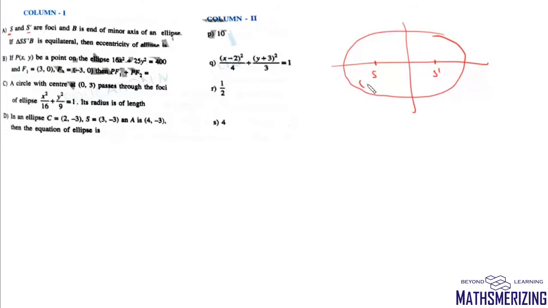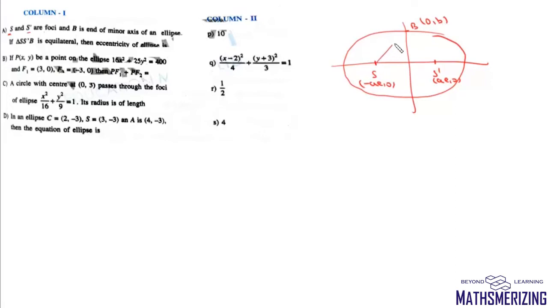Now here the question is, if S and S dash are foci and B is the end of the minor axis of an ellipse, and the triangle S dash B S is equilateral, then the eccentricity of the ellipse is. So we have this ellipse. There are two foci S and S dash, which are say minus AE comma 0 and AE comma 0, and this is point B which lies on the minor axis, and it is 0 comma b.